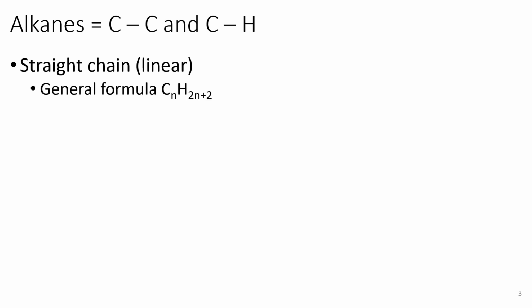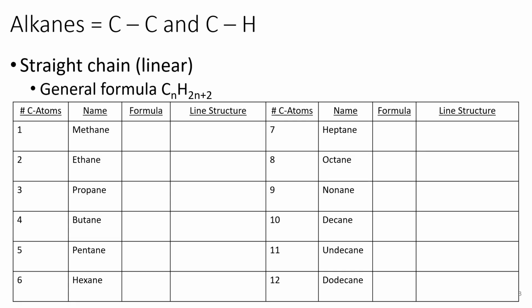For our linear alkanes, they're going to have the general formula of CnH2n+2. When we talk about our straight chain alkanes, the ending that we are going to use, which is the functionality, that suffix, is going to be -ane, A-N-E.